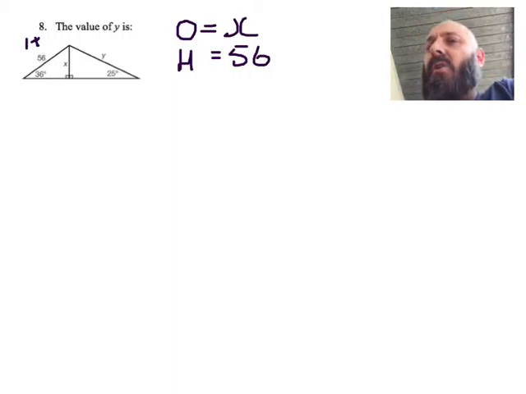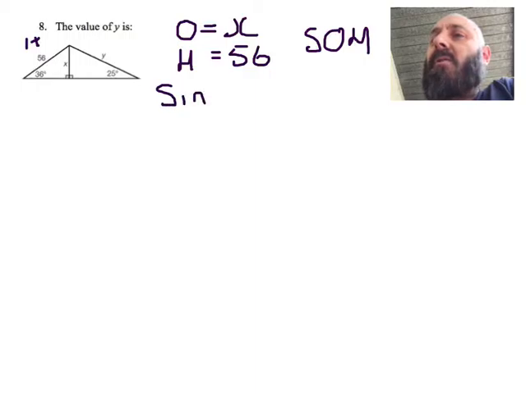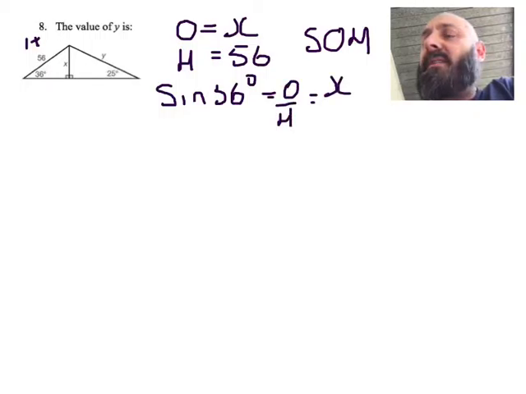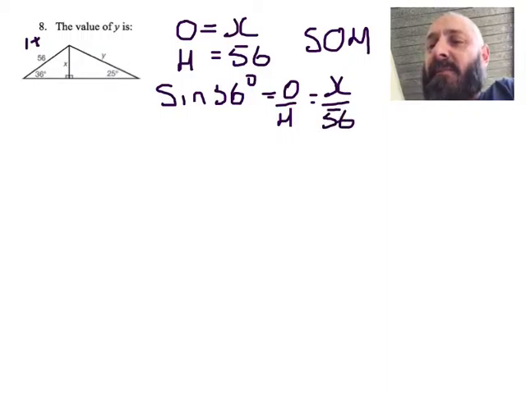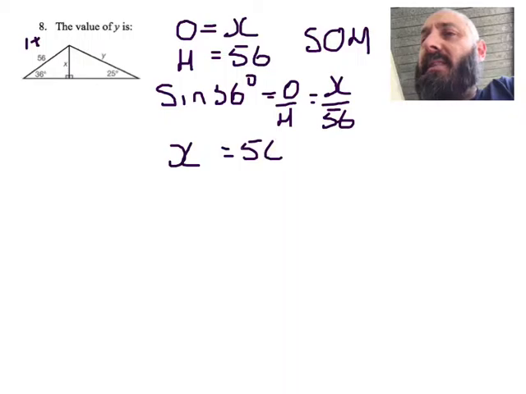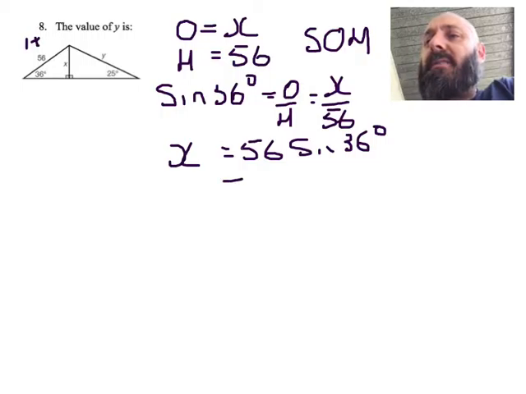So where do we go for that? Oh, sine, I think. SOHCAHTOA. So sine of 36 degrees is opposite over hypotenuse, which is x over 56. You're pretty experienced by now, so you should know that bringing that 56 across is pretty okay. So x is going to equal 56 sine 36 degrees. And the one I prepared earlier, this gives me about 32.92.